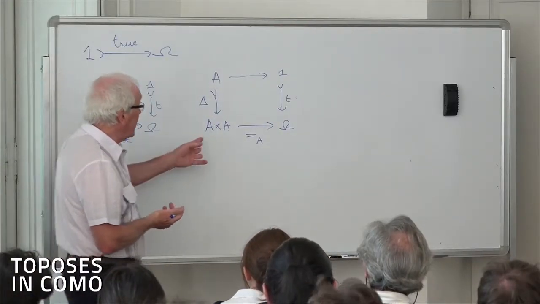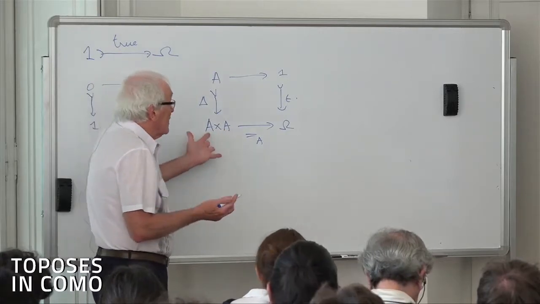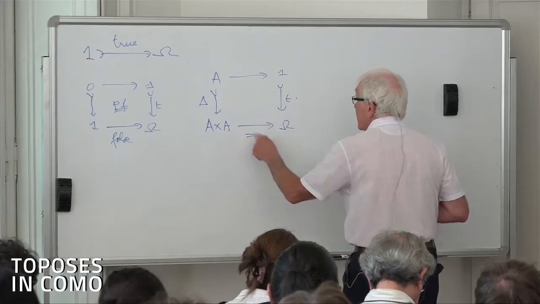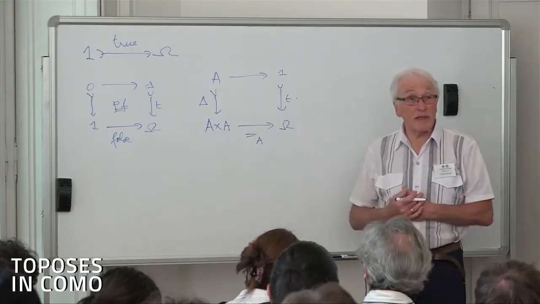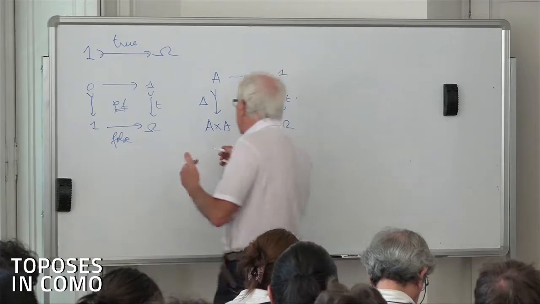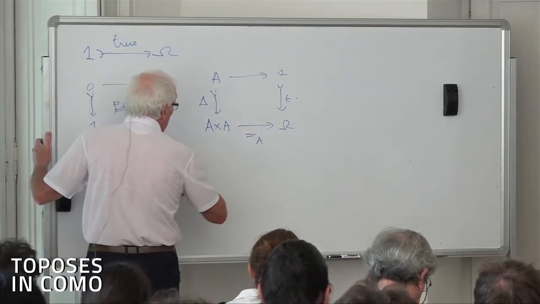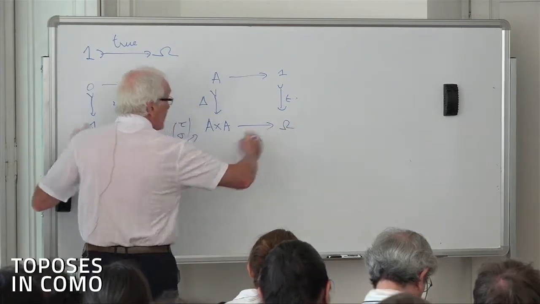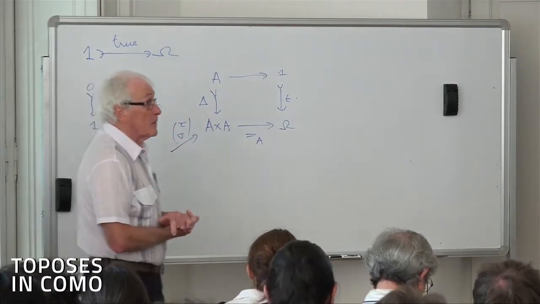So the equality A equals B, the interpretation of A equals B is just this equality. And if you want to have the interpretation of tau equals sigma, well, you put the tau sigma here and you compose with that. That's your formula.